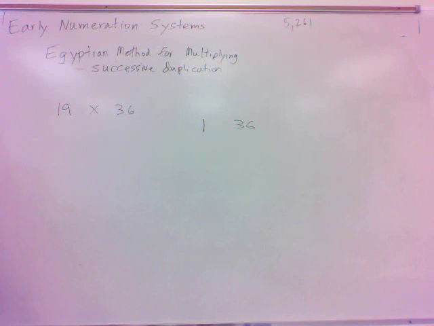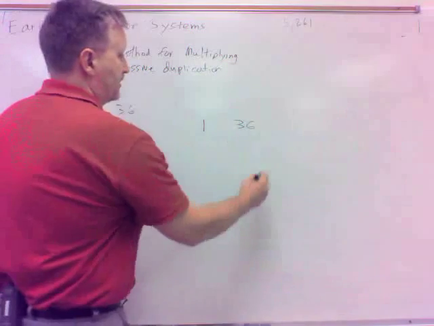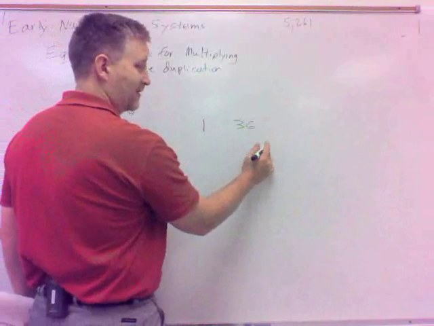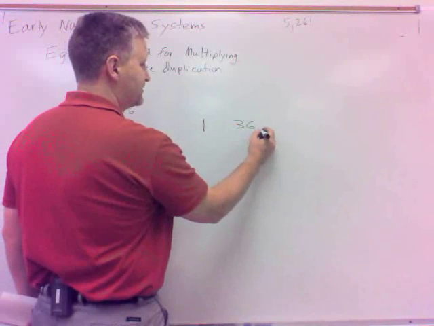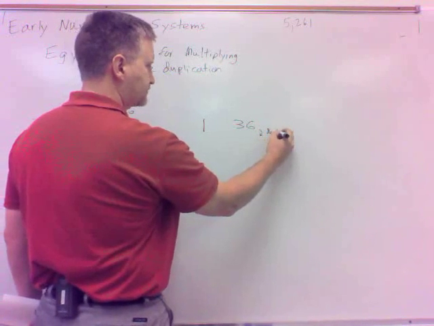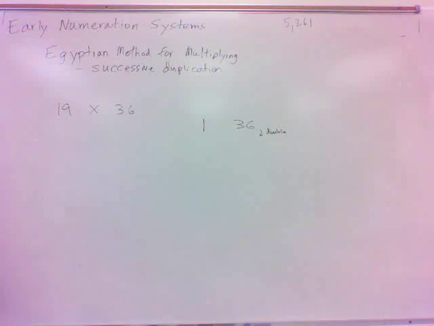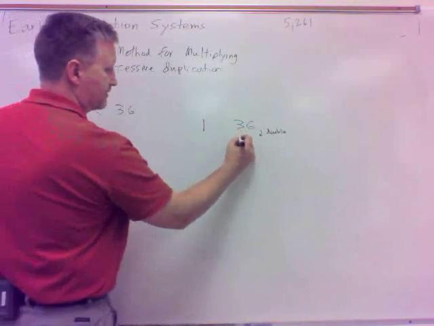Okay? This is called successive duplication because we're just going to start doubling, and we're going to continue doubling until we don't need to double anymore. I'll tell you why that is in a second. So I just double the number. Now, why would that be easy for them? Well, you're talking about 3 heel bones and 6 tally marks. We could double those very easily because that would give us 6 heel bones and 12 tally marks, and then we could combine them to make some heel bone out of those tally marks. But anyway, doubling was easy. So if I double, it gives me 72.